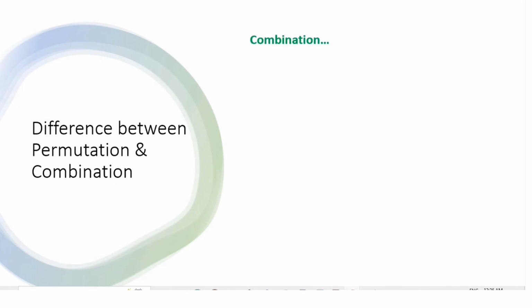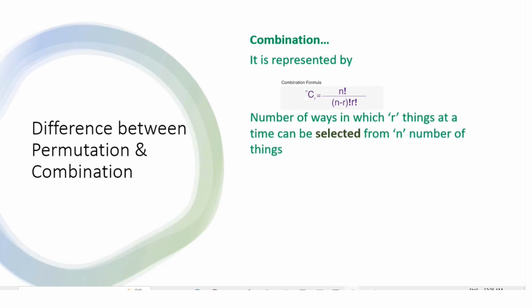Okay, so there is certain difference between permutation and combination. Many candidates get confused between a permutation and combination. So I will start with combination. Combination is basically represented by C, and the formula is n factorial by n minus r factorial into r factorial. So combination is the number of ways in which r things can be selected from n number of things.